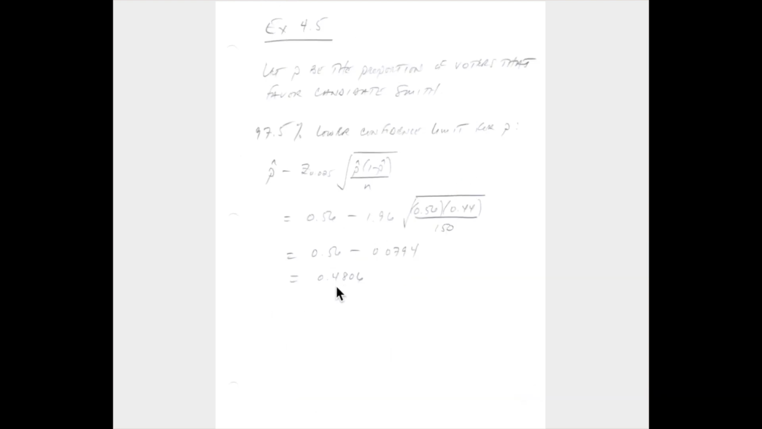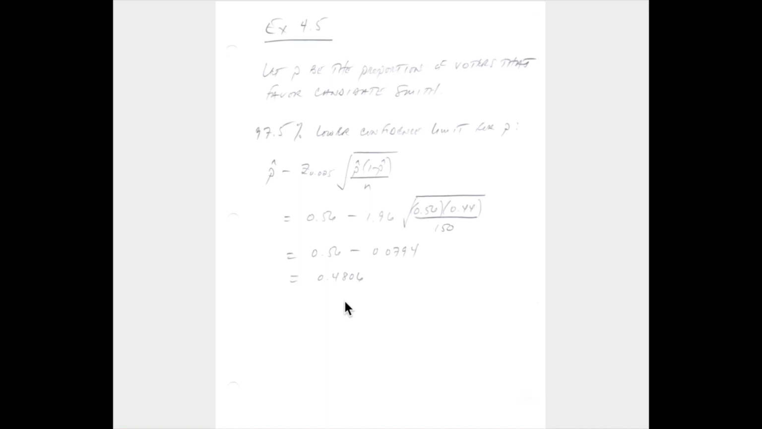A 97.5% upper confidence limit for P is obtained by just adding this margin of error instead of subtracting it from P hat. And so we get a 97.5% upper confidence limit for P of 0.6394. So let me go back to the previous slide for a second. How would we interpret this 97.5% lower confidence limit for P?